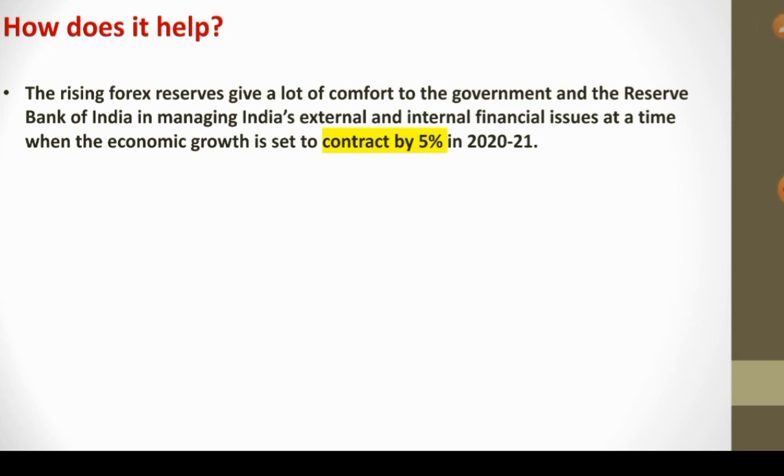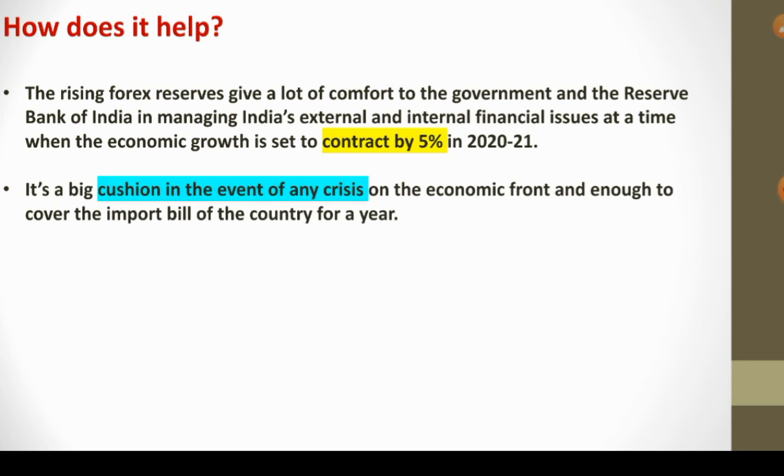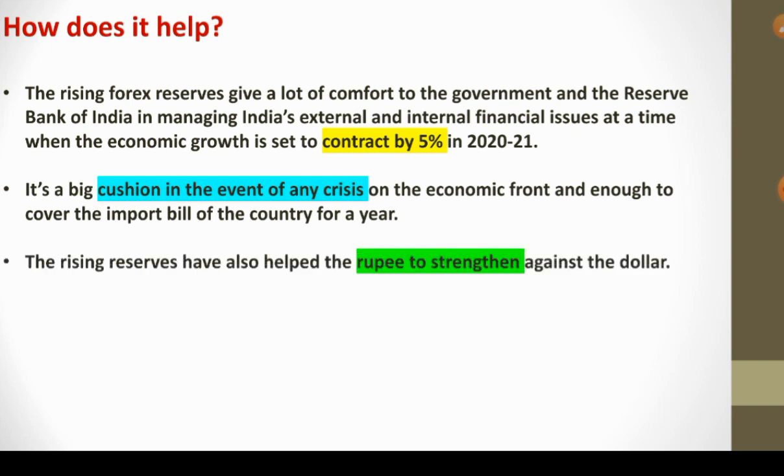So how does it help? Rising forex reserve gives a lot of comfort to the government and the Reserve Bank of India in managing India's external and internal financial issues at a time when the economic growth is set to contract by 5%. So Indian economy is going to contract, and in this case forex is the best thing happening to India. It's a big cushion in the event of any crisis on the economic front, and enough to cover the import bill of the country for more than a year.